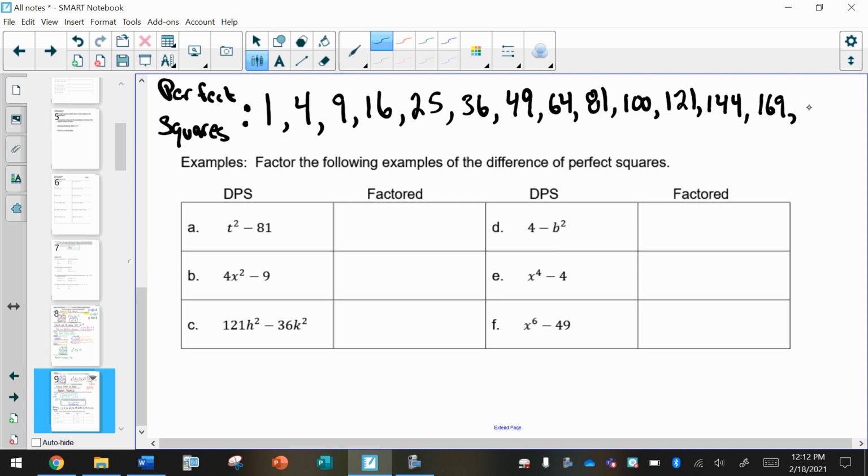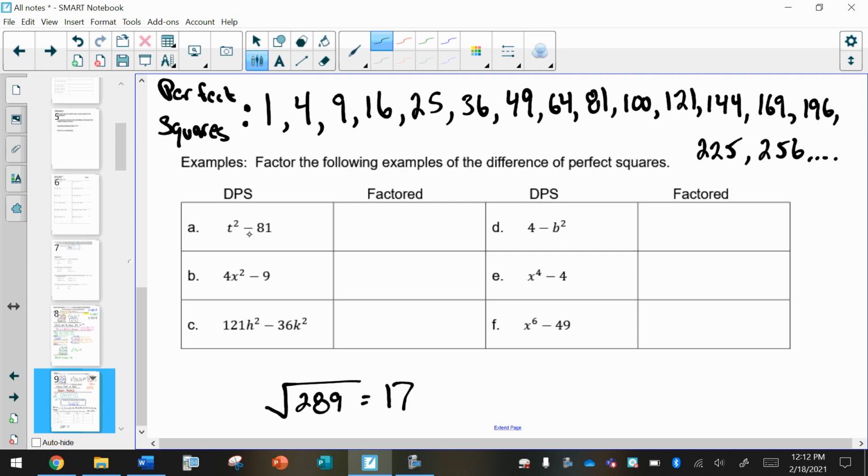169. 14 squared is 196. 15 squared is 225. 16 squared is 256. We usually don't go much higher than that. You can always do the square root of whatever number you're trying to find the square root of, and you can use your calculator if it's a number too big or a number that you just don't recognize. So you can test to make sure it is a perfect square.